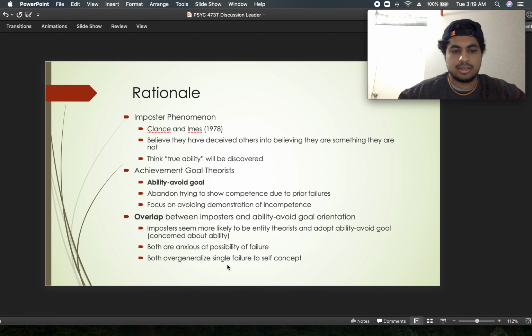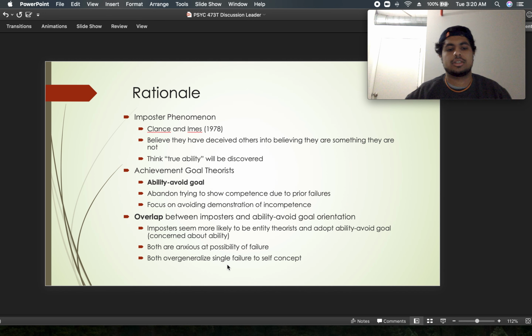So the rationale behind this study takes both imposter phenomenon and achievement goal theory and puts them together, because there's definitely overlap between imposter phenomenon and especially the ability avoid goals of achievement goal theory. Just to refresh, imposters believe that they have deceived others into believing that they are something they're not, and they think that their true ability will be discovered by others. And once again, ability avoid goals is when someone abandons trying to show competence because of prior failures. So now they focus on avoiding being incompetent.